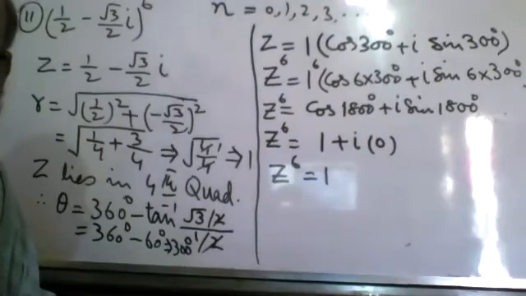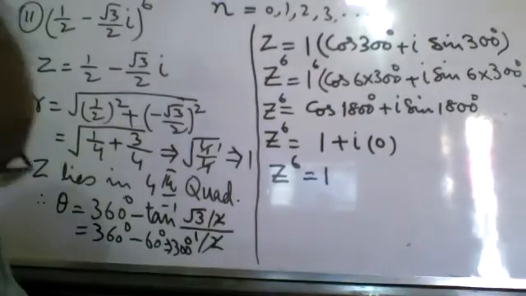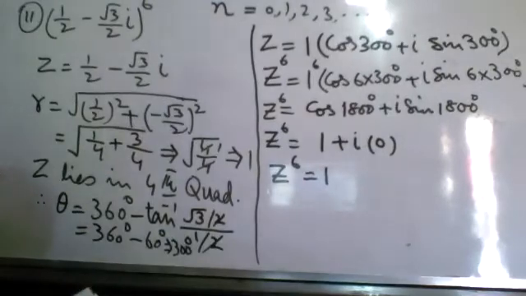Now the question number 17. In exercises 17 to 20, find the powers in polar form. So you will write the answer in polar form, no need to convert into rectangular form. This is already given in polar form and the answer is also required in polar form. So I am doing question number 17.